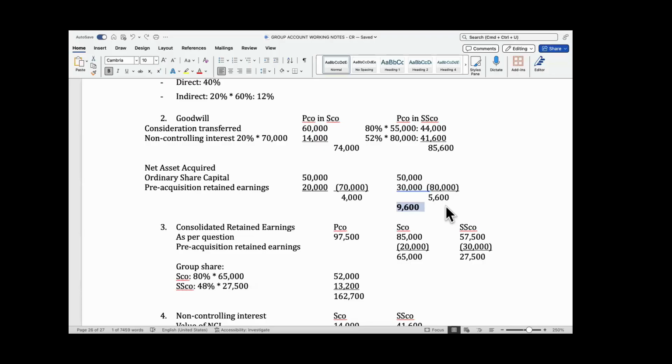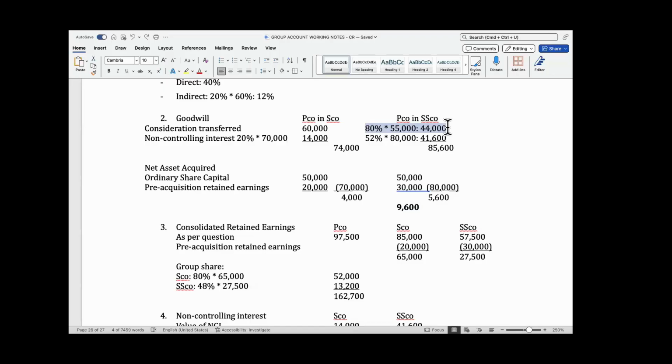After cancellation. So again, what you need to understand is this. This has to make sense to you. This 80% of 55, that the subsidiary paid 55,000.